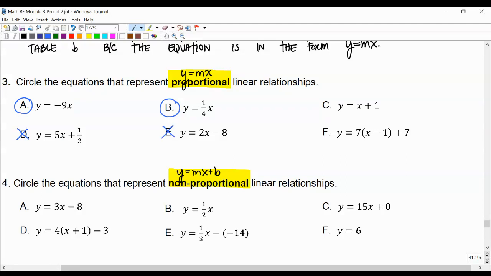E is not. Looks like y equals mx plus b. C is not. And let's look at F before we cross this off. Let's actually distribute and see what happens here. 7 times x is 7x. 7 times negative 1 is negative 7 plus 7. And negative 7 plus 7 leaves us just y equals 7x. So actually this one is proportional. It didn't look like it initially. It was a trick question. So looking for a proportional equation, we're looking for equations that come in this form.